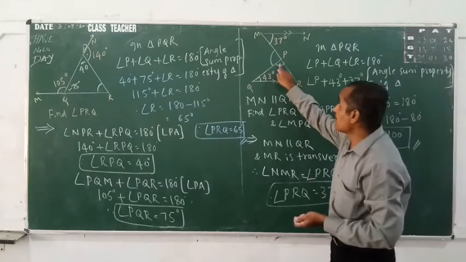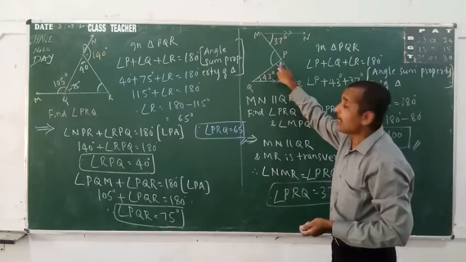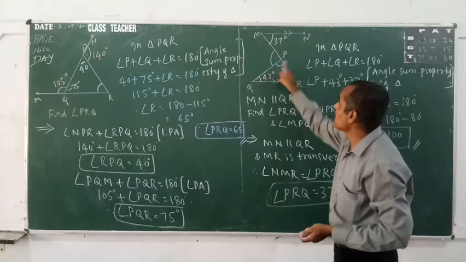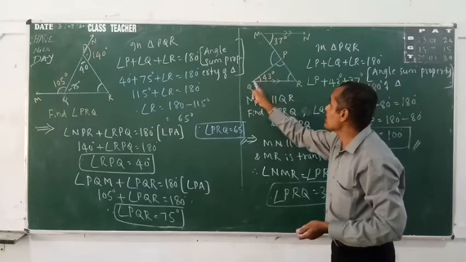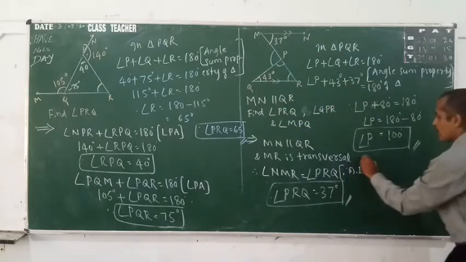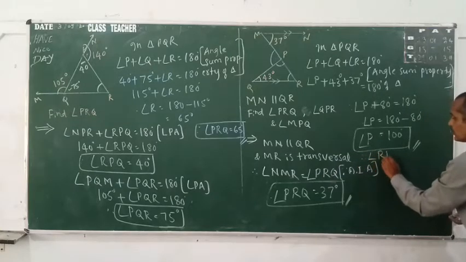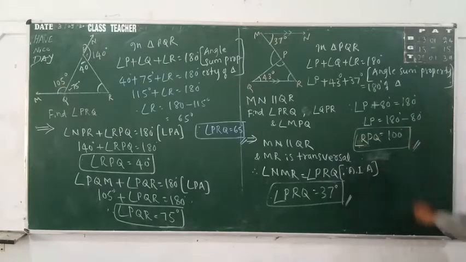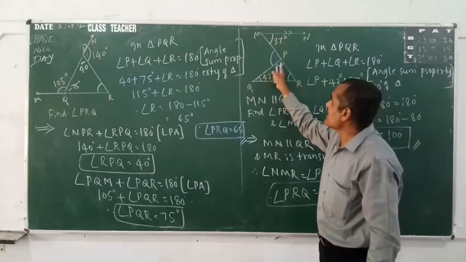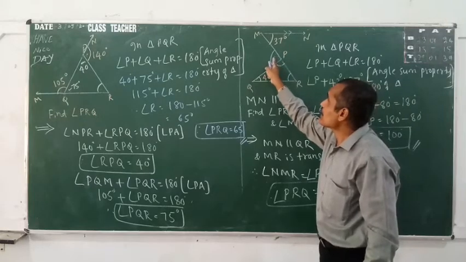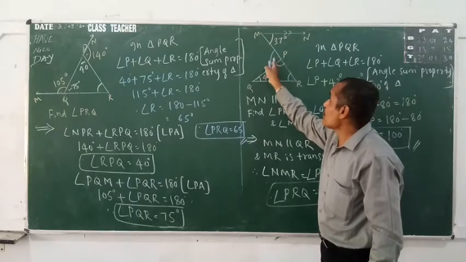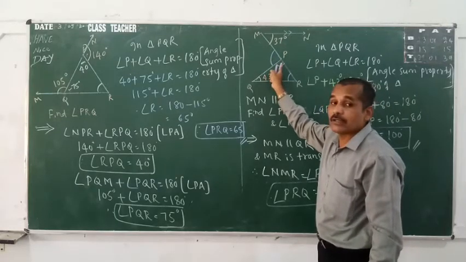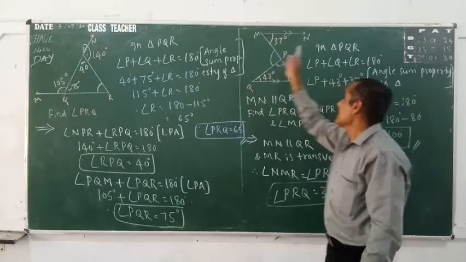In fact, angle P means there are two angles, so you had better write angle P as RPQ. Therefore, angle RPQ is equal to 100. But when this is 100, can you say what about this angle? These two are called a linear pair of angles. When this is 100, this is 80 degrees.